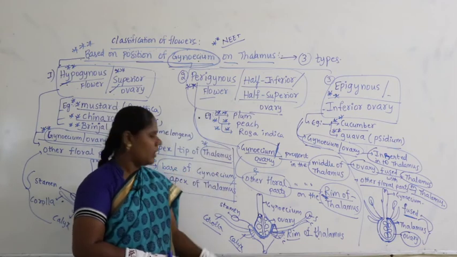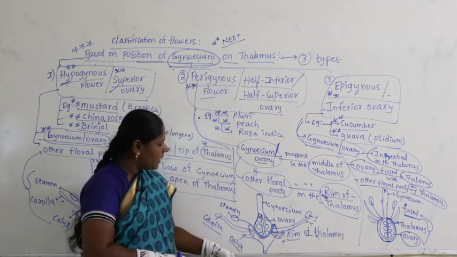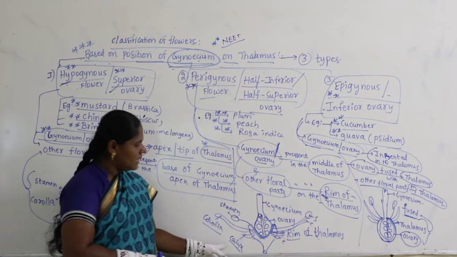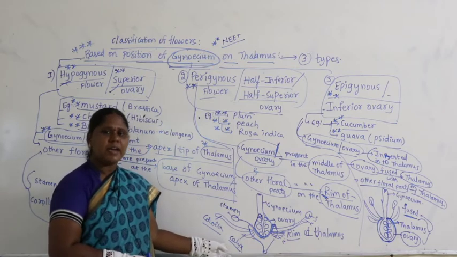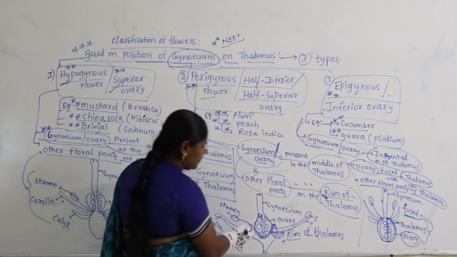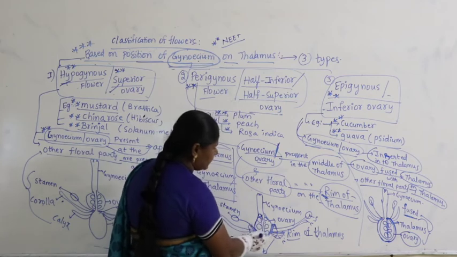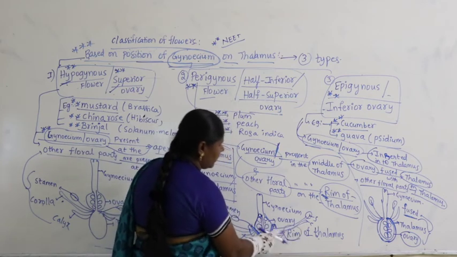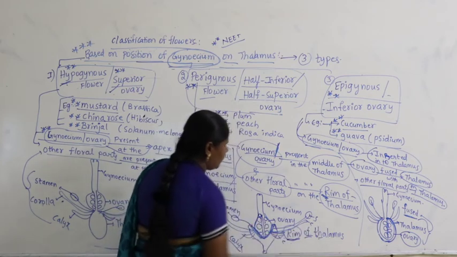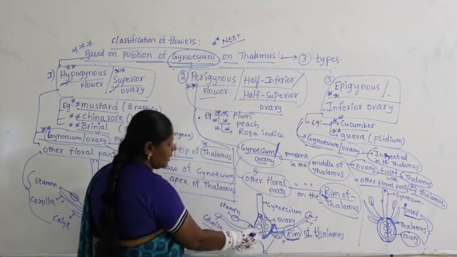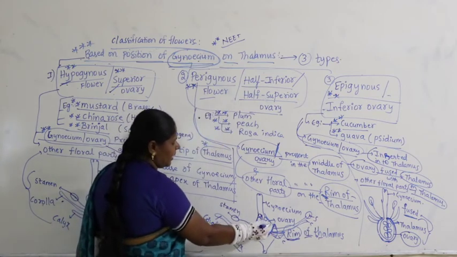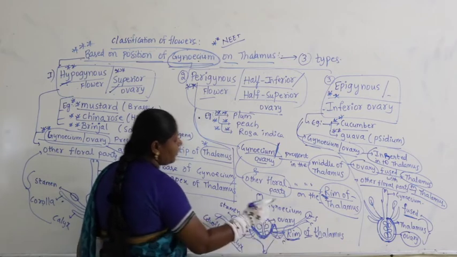Perigynous means in the half. Okay, and what about the other floral parts? Stamen, corolla, calyx are the other floral parts. Where are they located? They are located on the surface of the thalamus. The surface itself is called the rim. So they are located on the rim of the thalamus. The darker part is the thalamus part. The darker part is the surface of the thalamus, which itself is called the rim of the thalamus.